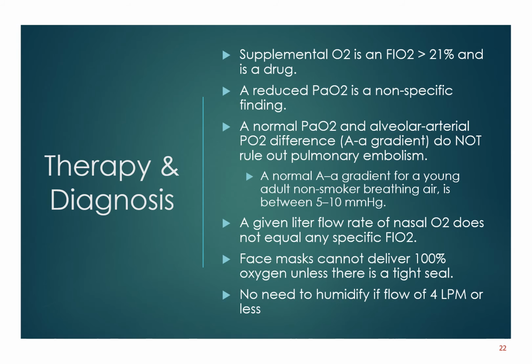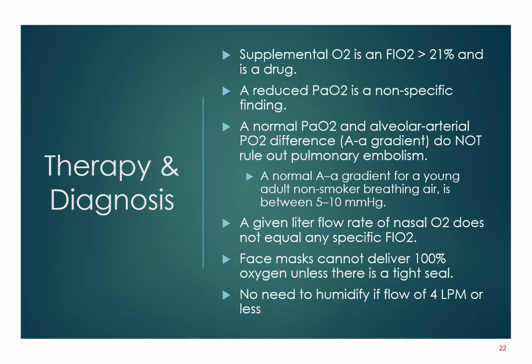And the same thing goes with face masks. Just because you put someone on a non-rebreather doesn't mean that they're getting 100% oxygen. So you really got to keep these facts in mind. Oxygen is a drug. It needs a physician's order. And if you have someone with a pulmonary embolism and you're looking at the A to A gradient, you cannot really use it because you could have a normal A to A gradient. Also, when you give a certain liter flow of oxygen via nasal cannula or simple mask or whatever, you can't really calculate how much FiO2 they're getting because of entrainment.